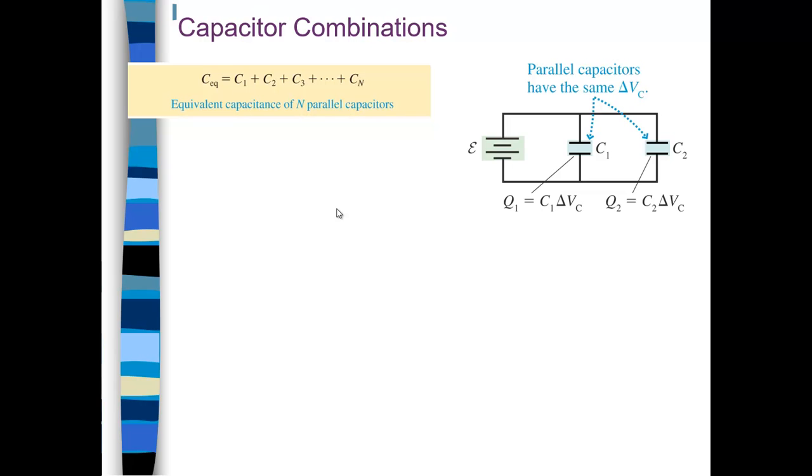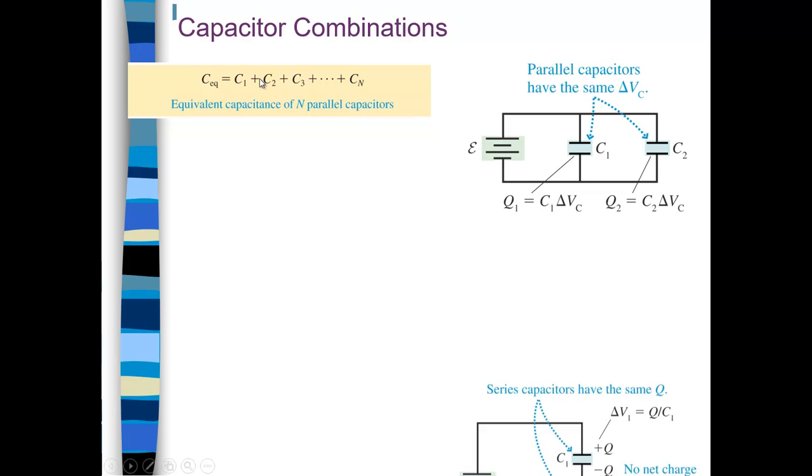Because of that, our charges are additive, and our equivalent capacitance, if we had one big capacitor that did the same thing, would just be the sum of the capacitances of each of these parallel capacitors. So when capacitors are in parallel, we add them together. Each one has the same voltage drop, so they're additive.